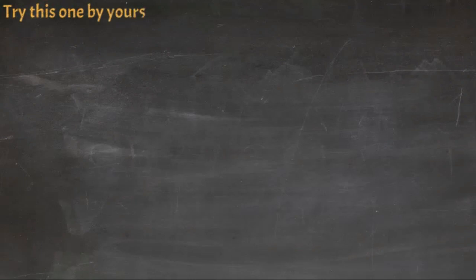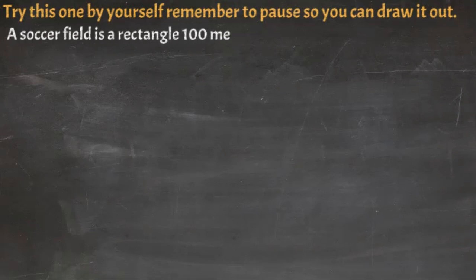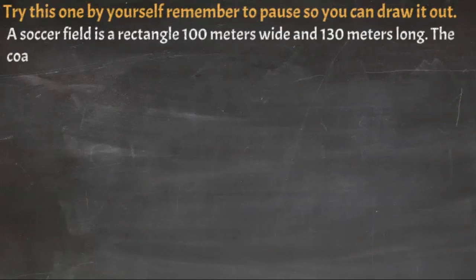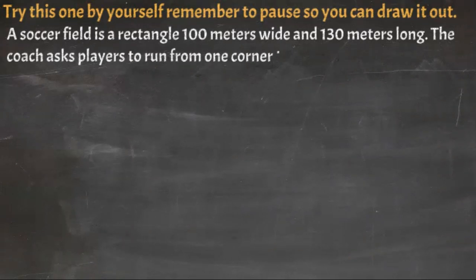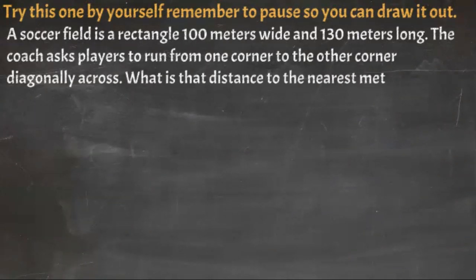I'm going to let you try this one by yourself. Remember to pause so you can draw it out. A soccer field is a rectangle 100 meters wide and 130 meters long. The coach asks players to run from one corner to the other corner diagonally across the field. What is the distance to the nearest meter? Okay, so pause here and draw it out.